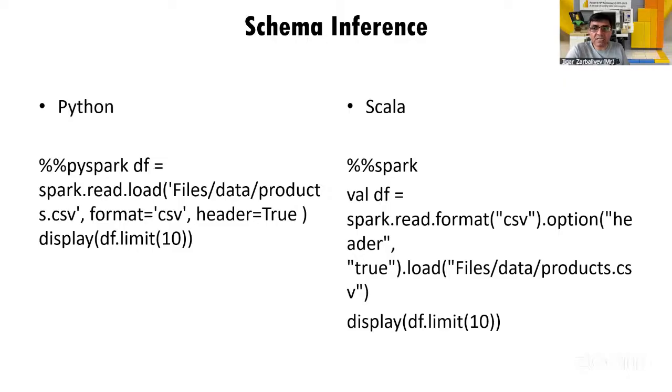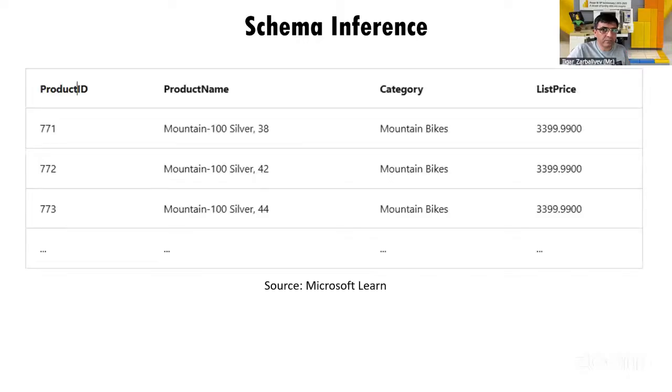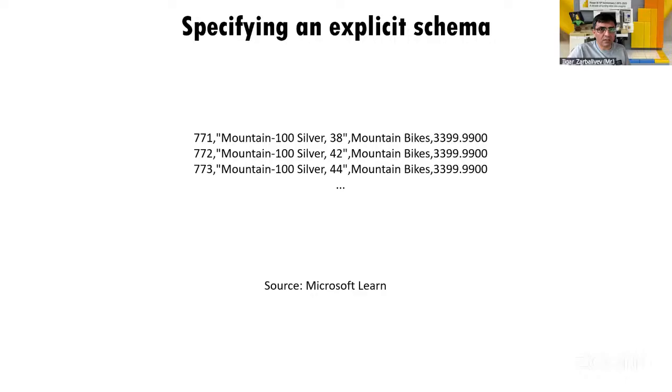For example, here is the equivalent Scala code for the products data example. The magic %%spark is used to specify Scala. Both of these previous code samples would produce output like this: product ID, product name, category, and list price.